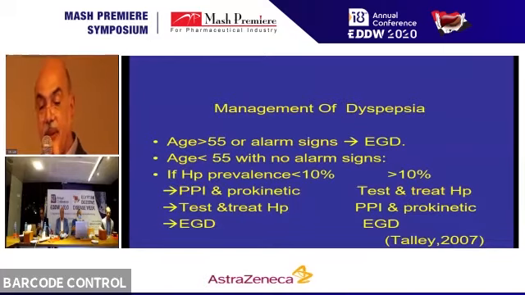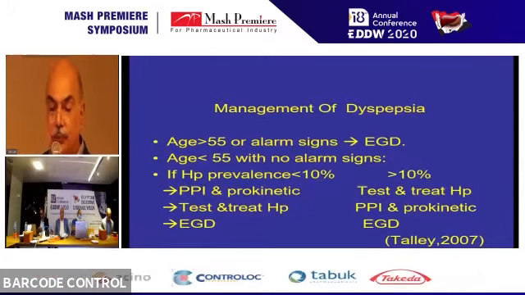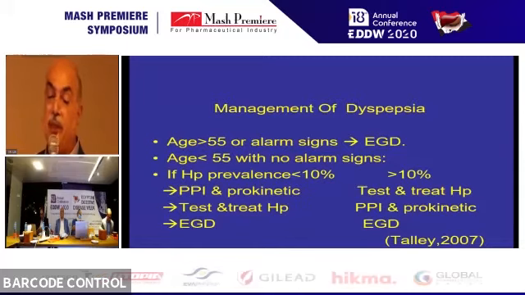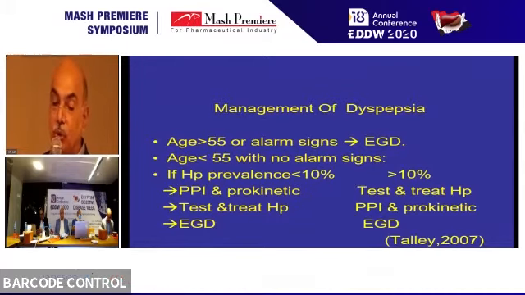If the patient is below 55 and has no alarm signs, it depends on your area. If you have an area with low prevalence of H. pylori infection, you start with proton pump inhibitors or acid suppression. If it succeeded, you continue with this. If not, you shift to prokinetics. If succeeded, continue. If not, here you have to test and treat for H. pylori infection. And if the symptoms persist, you go with upper endoscopy.